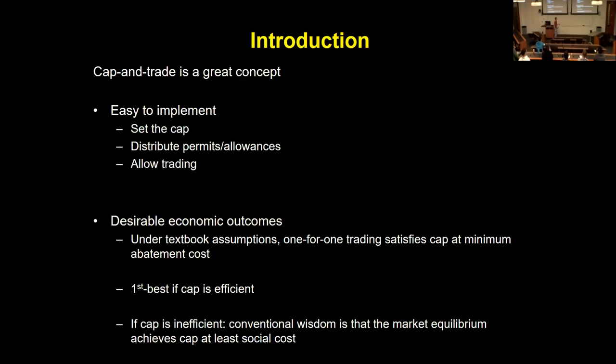If the cap is inefficient, the conventional wisdom is that the market equilibrium still achieves the cap at least social cost. So when I'm talking about social cost, I'm not just talking about minimum abatement cost, I'm also thinking about damages. Conventional wisdom is that even if you can't have an efficient cap, at least you're meeting the cap at the best possible cost, and the cap is sort of setting the damages, and so that's fixed, and so you're still at least social cost.